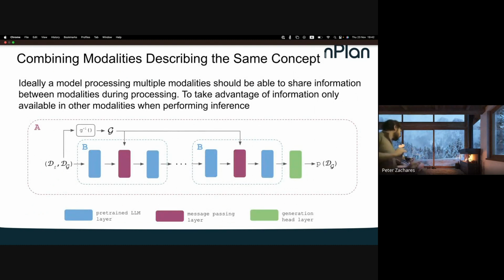Moving on to how we solve that problem: we're combining two modalities describing the same concept. Ideally, we want a model processing multiple modalities to be able to share information between modalities during processing, to take advantage of information only available in the other modality. Here we have these molecules represented as graphs, and then these sequences of text like serialized graphs. What we did in the paper is we took any standard LLM.